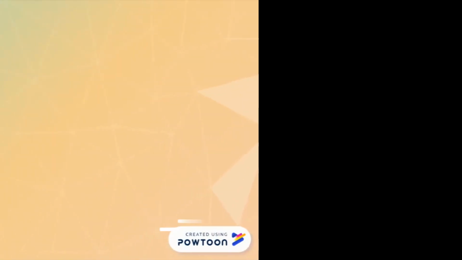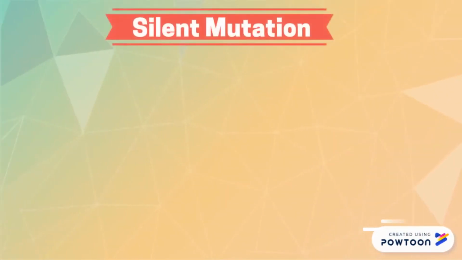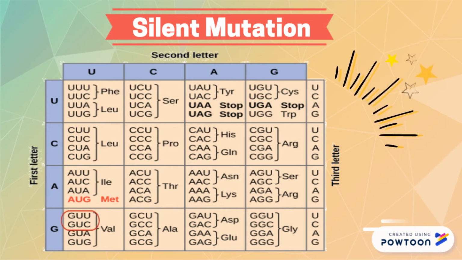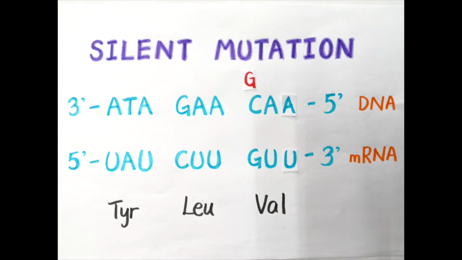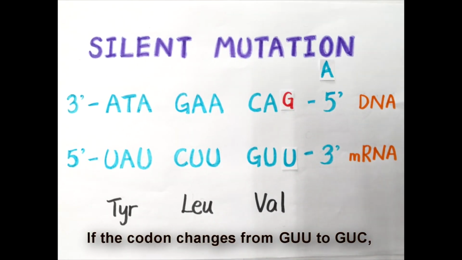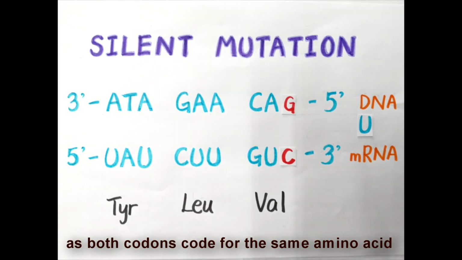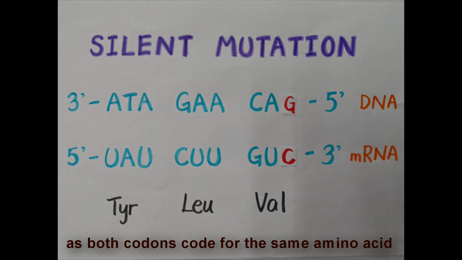The second type of point mutation is silent mutation. This type of mutation does not affect the protein synthesis. This is due to the degenerate characteristics of codons, where one or more codons code for the same types of amino acid. For example, if the codon changes from GUU to GUC, the final amino acid is still valine, as both codons code for the same amino acid.